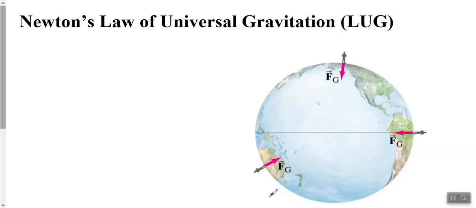Newton's law of universal gravitation, or LUG. Besides developing the three laws of motion, he was curious about the motion of planets and the moon. According to legend, he was sitting under an apple tree and he asked a question about gravity.